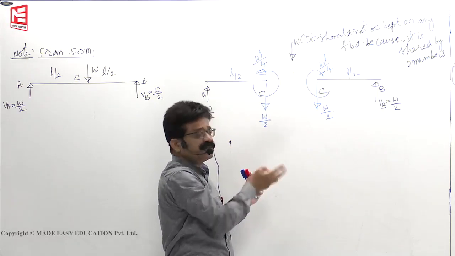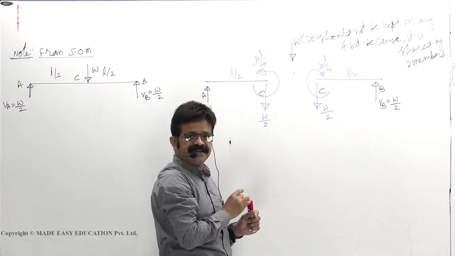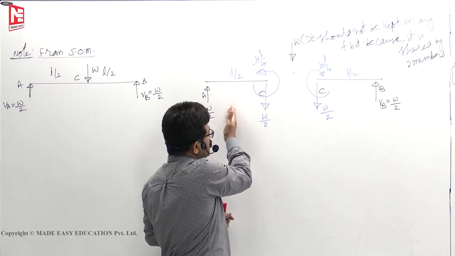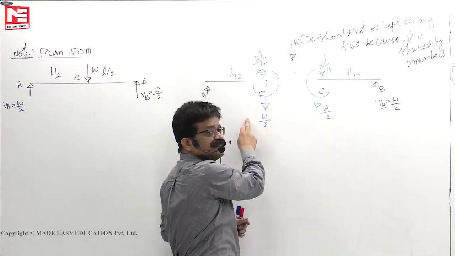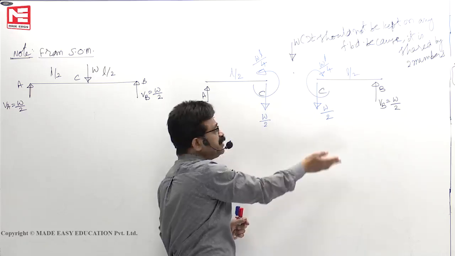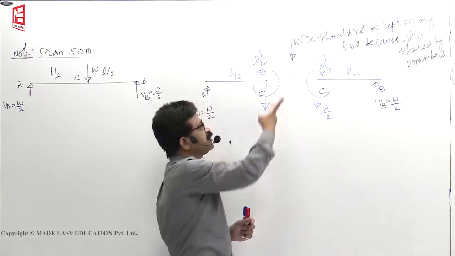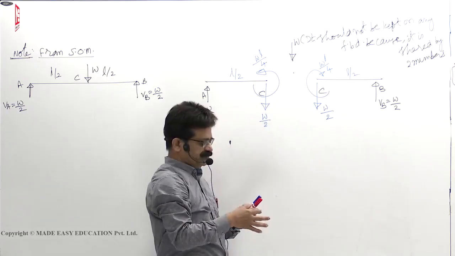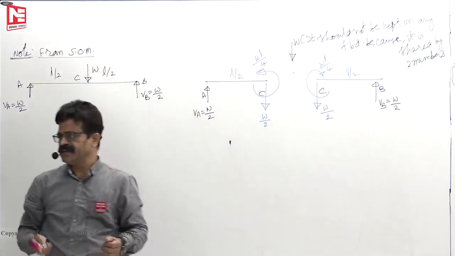How much of that part? Individual free body diagrams decide. So this free body diagram tells you that out of W, this fellow will take W by 2. The remaining W by 2, this fellow will take. That's all. Now we can take it out. So the same thing we have done here also.